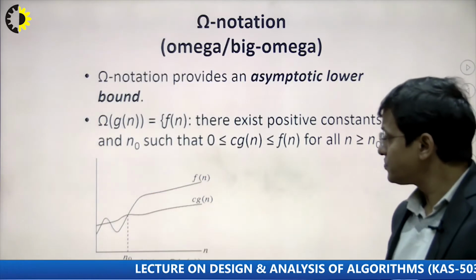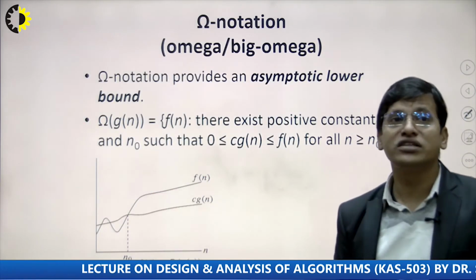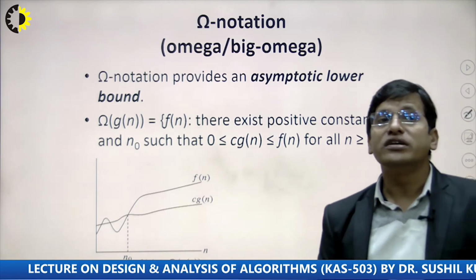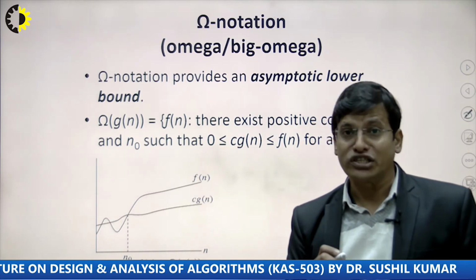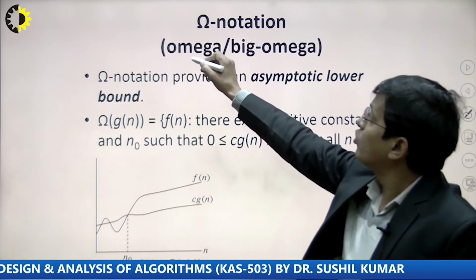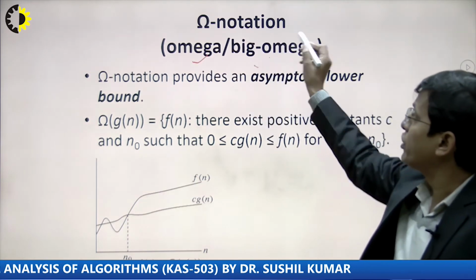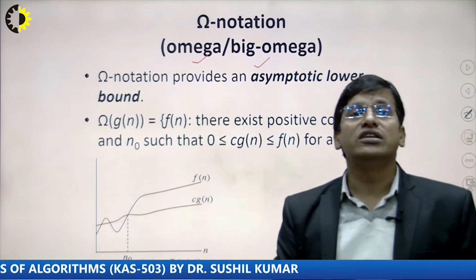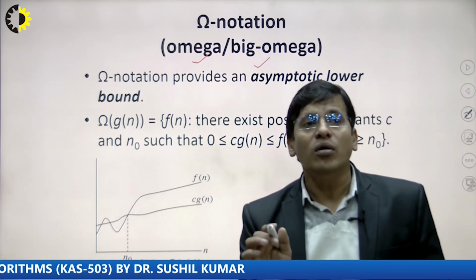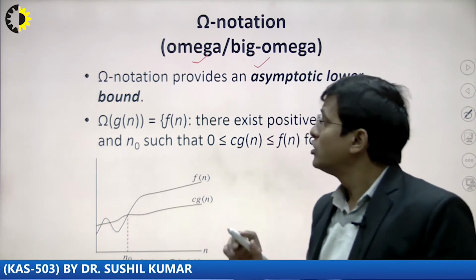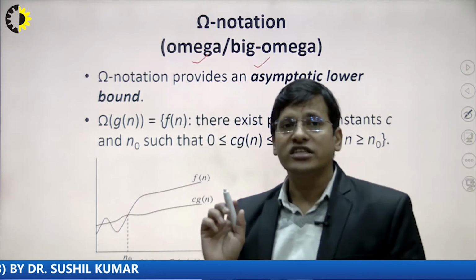So now we'll see another notation, that is the big omega notation, which is also called the omega notation. This notation is called the asymptotic lower bound notation. That notation provides the asymptotic lower bound.